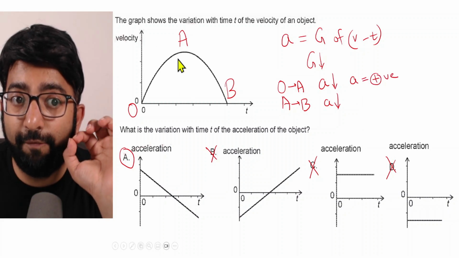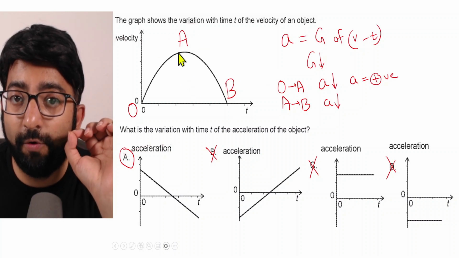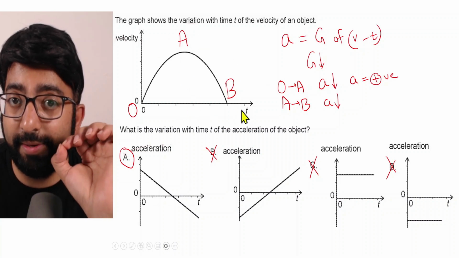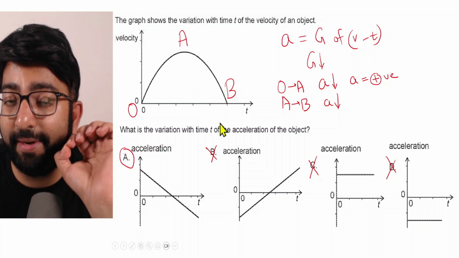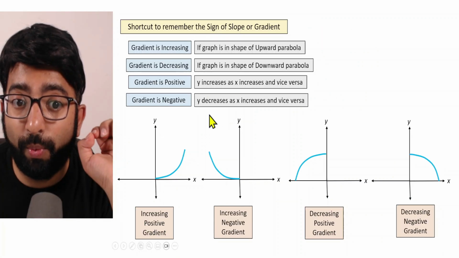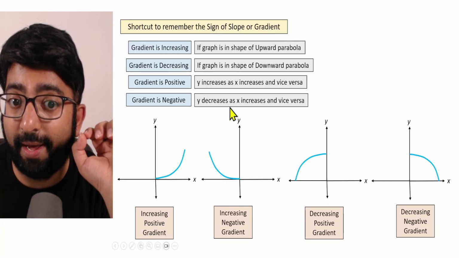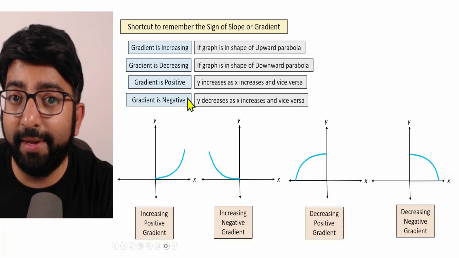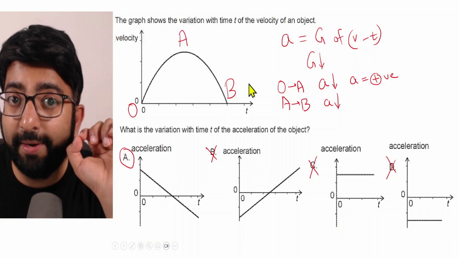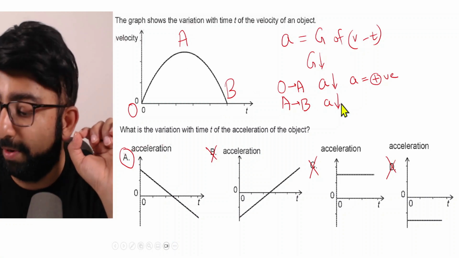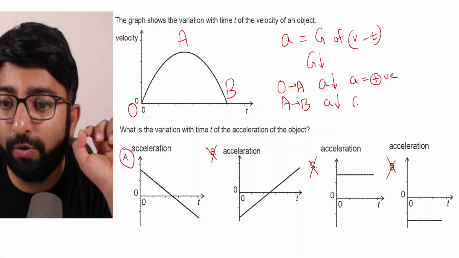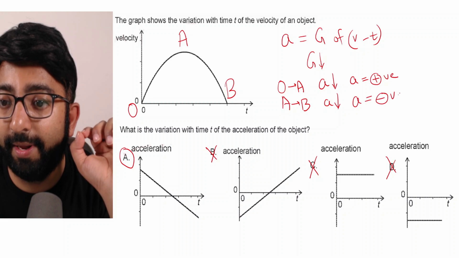If you analyze the graph from A to B, as we are going from A to B, the value of x increases, but the value of y decreases. And going back to the shortcut, whenever that happens, y decreasing as x increases, gradient is negative, which means from A to B, the sign of acceleration will be negative. So let's write down A to B acceleration will be negative.